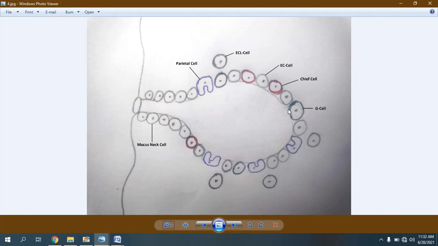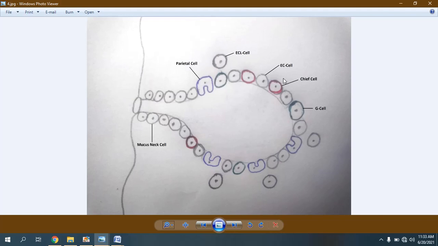Similarly, the G cell. The G cell is a hormonal cell that is responsible for the secretion of gastrin. As gastrin is a hormone, it will be secreted directly into the bloodstream. That will not be secreted into the gastric gland lumen. That will be secreted into the bloodstream, and the gastrin is responsible for the activation of parietal cell for the secretion of HCl. The gastrin is also responsible for the activation of the secretory cells of the gastrointestinal tract, but primarily this G cell is responsible for the activation of parietal cell for the secretion of HCl.